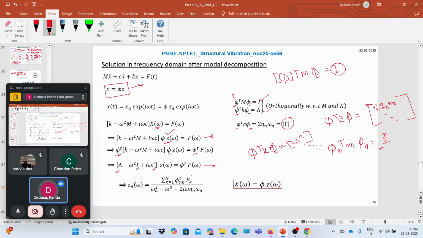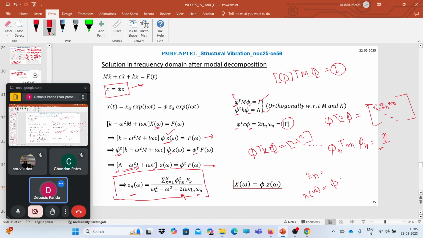Now we can easily find out what the responses will be. Zn will be nothing but the summation over k from 1 to n of φnk transpose Fk divided by (omega n square minus omega square plus 2 i zeta n omega n omega), right? How do I get this? I get this after putting all the matrix values in this format and solving it, so you will get the equations.